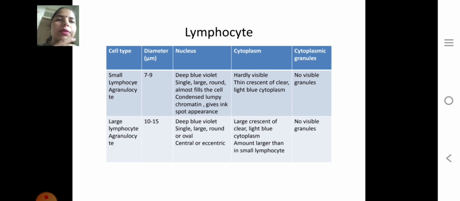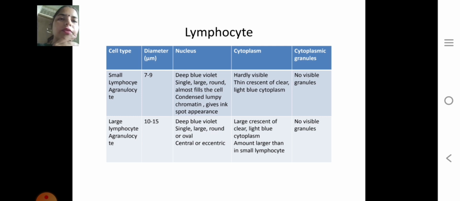Lymphocytes: the cell types are small lymphocytes, agranulocytes, and large lymphocytes, agranulocytes. In the case of small lymphocytes, the size is 7 to 9 micrometers and the nucleus is deep blue-violet, single, large, round, almost filling the cell. Condensed lumpy chromatin gives the ink spot appearance. Cytoplasm is hardly visible, a thin crescent of clear light blue cytoplasm. No visible cytoplasmic granules.